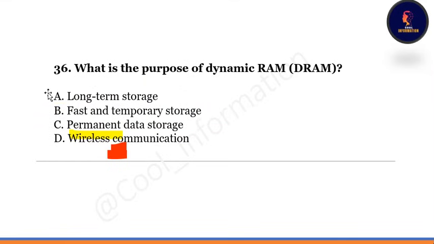Next question, what is the purpose of dynamic RAM? Actually, there are two types of RAM, dynamic RAM and static RAM. Cache memory is actually a static RAM, but here the question is about the purpose of dynamic RAM. Option A, long-term storage. Option B, fast and temporary storage. Option C, permanent data storage, and last option is wireless communication. Correct option is option B, which is fast and temporary storage.